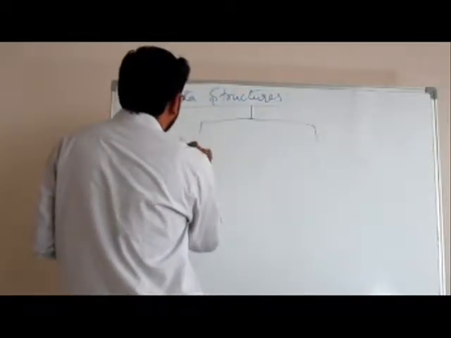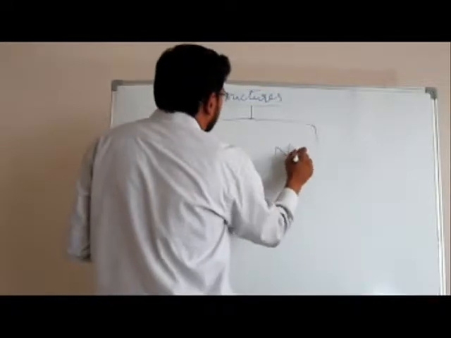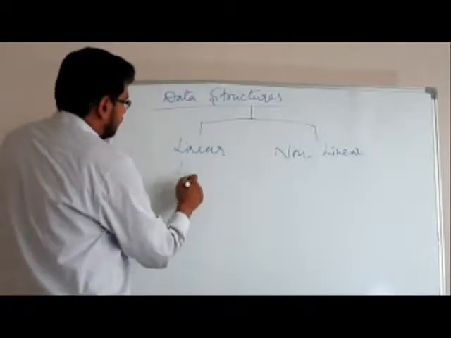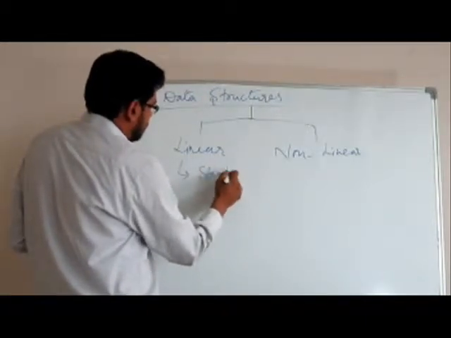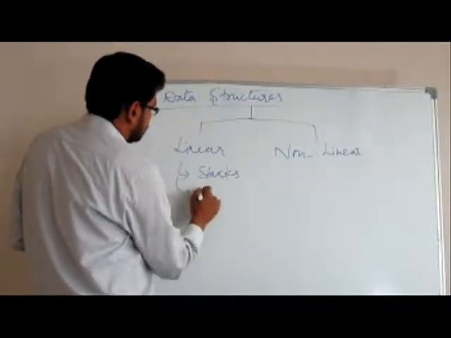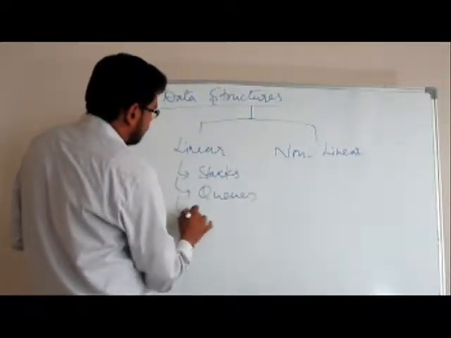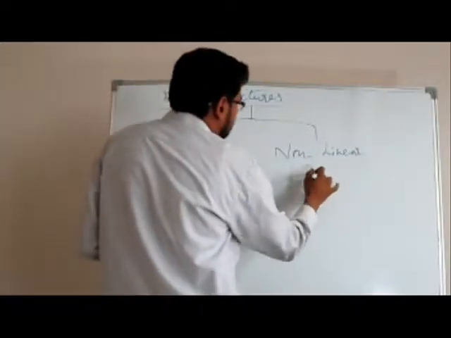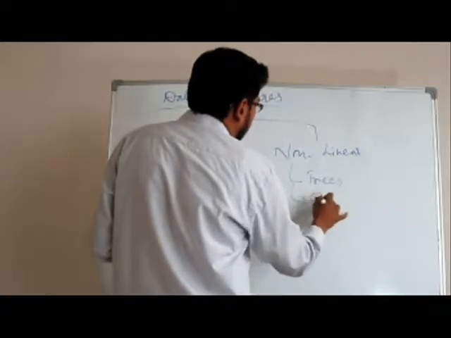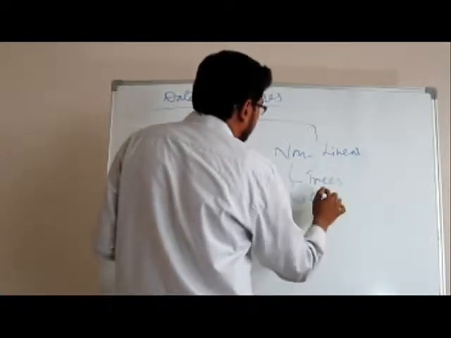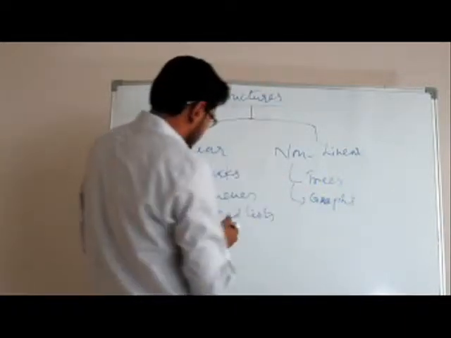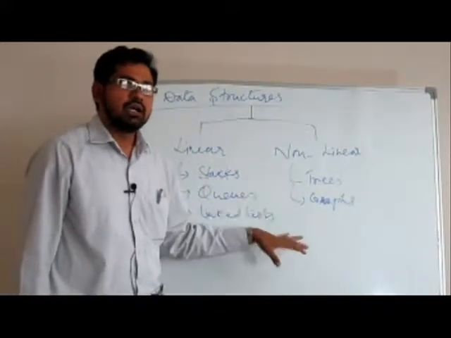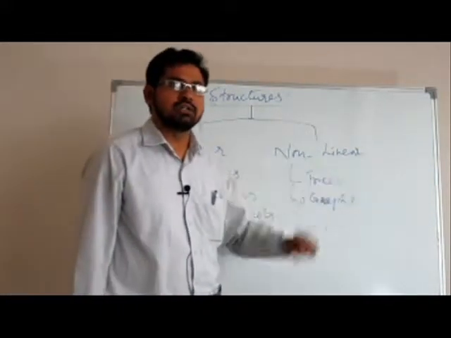Data structures are classified into two types, linear and non-linear. Linear data structures such as stacks, queues, linked lists. Non-linear data structures such as trees and graphs. So these data structures, as I told you, are used to organize the data over the system, right?